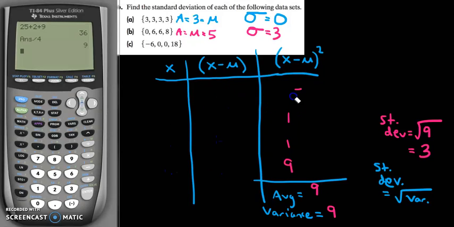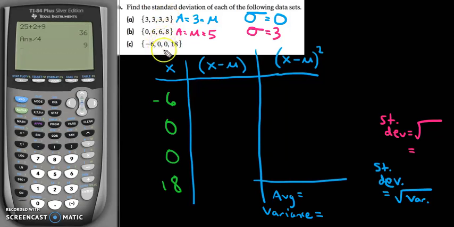So you won't have to do this with any that have very large data sets, because with not too many numbers, it's not as tedious, but it can get tedious kind of quick, so that's why they keep these pretty small. Alright, so in this one, I'll write down my data points, negative 6, 0, 0, and 18. So I can tell you already, before we start, I bet this is going to have a bigger standard deviation than this one, because it seems more spread out. I got a really low value, a really high value, and a couple in the middle.